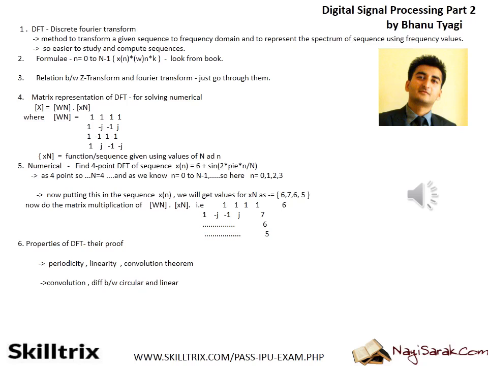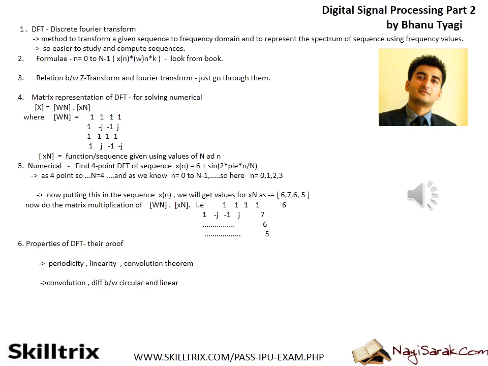You can easily see from the picture how this whole thing is happening. So for a 4 point DFT, if they are asking a 4 by 4 point DFT, this W_N value will be used. Similarly for 8 points it will be used. And x(n) is the function for which you find the discrete values using the value of capital N, and subsequently small n.